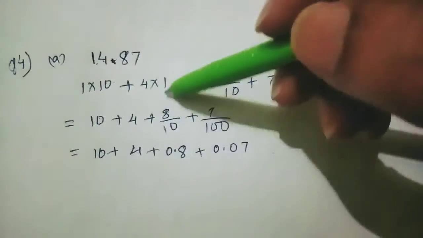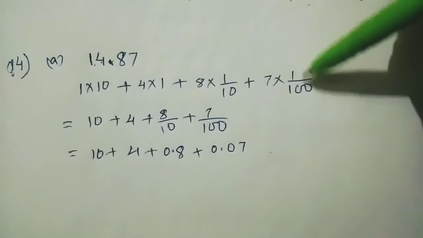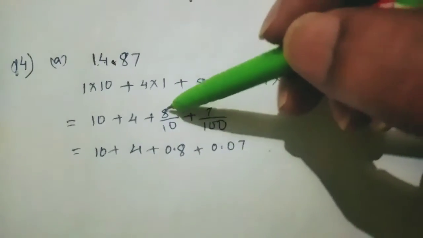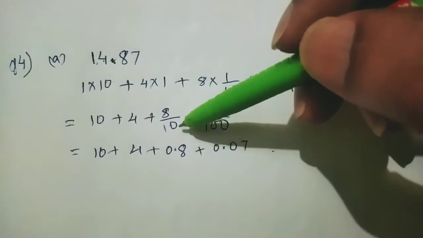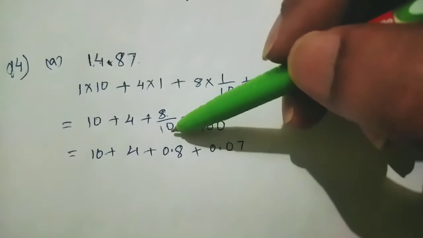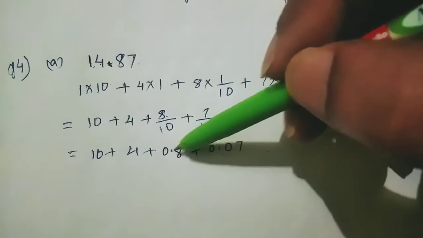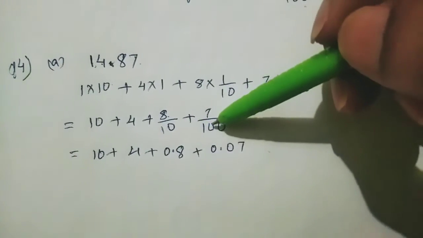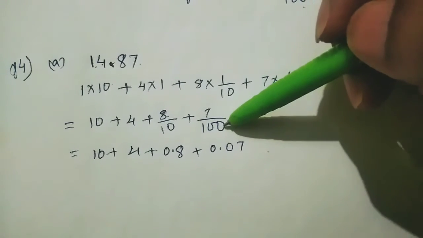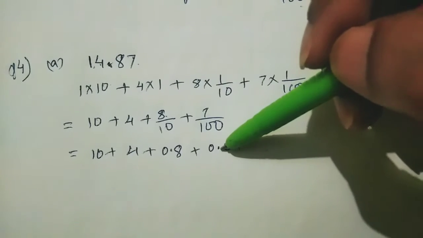Now multiply it. 1 into 10 is 10, 4 into 1 is 4, 8 into 1 by 10 is 8 by 10, and 7 into 1 by 100 is 7 by 100. Again you have to write this as it is. Now we have to convert this fraction into decimal because the question is in decimal. So 8 by 10, how can you write in decimal? I have already told you that if there is one 0, then the point will come before one digit, so 0.8. If there are two zeros in the denominator, then the point will come before two digits, so 0.07.